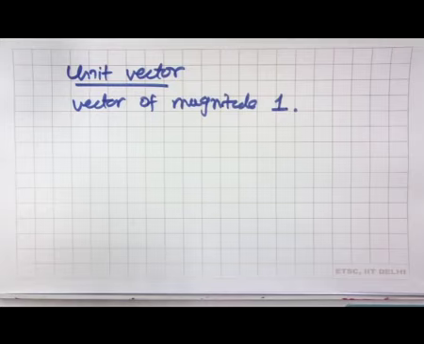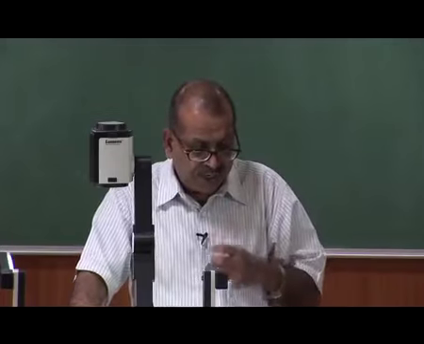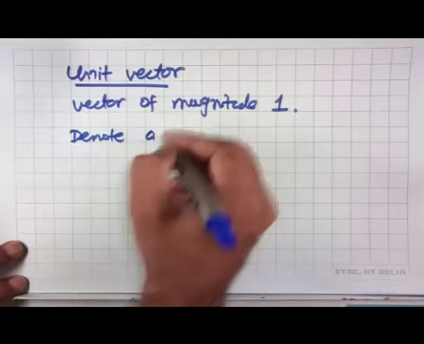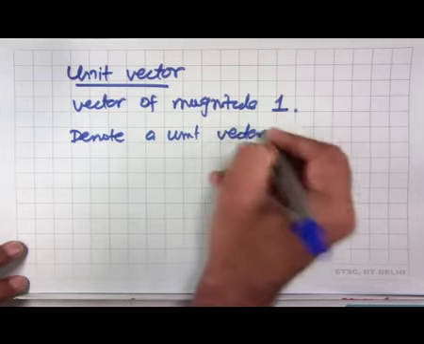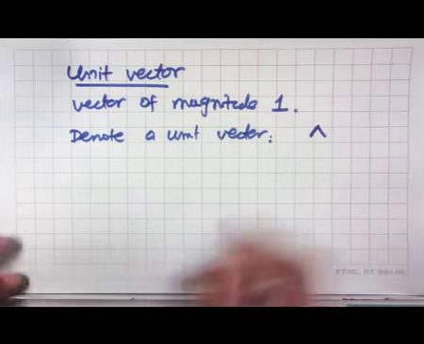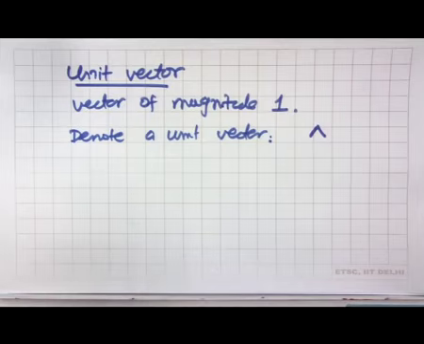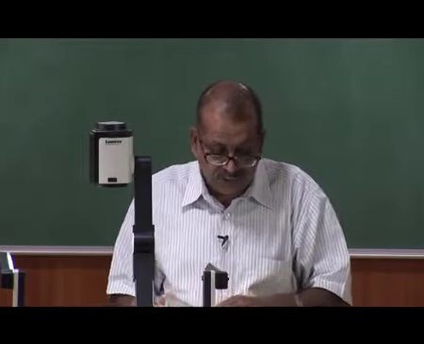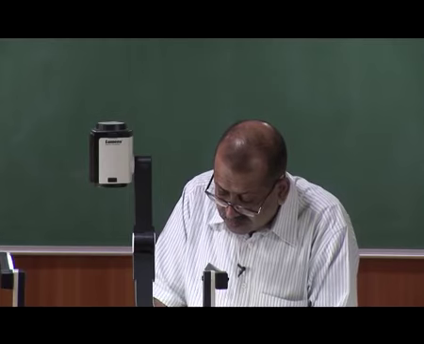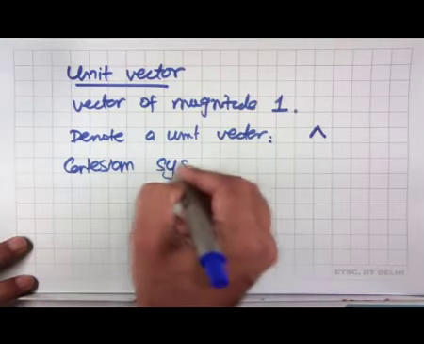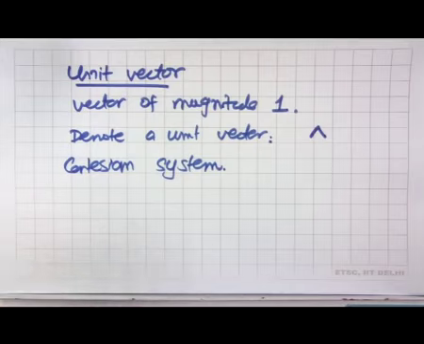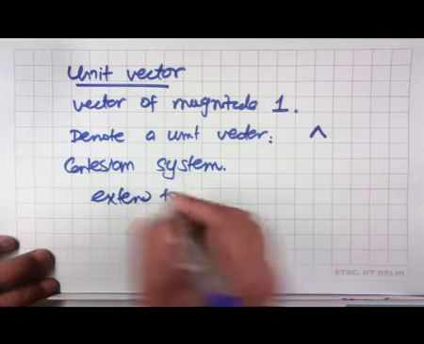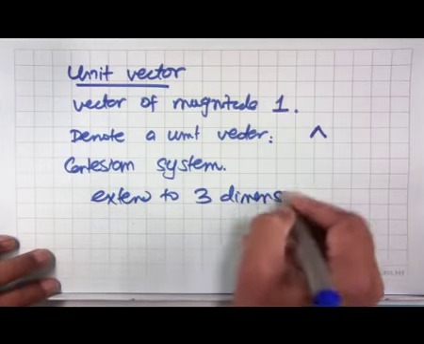It has a directional sense, but its magnitude is always unity. And so, we denote a unit vector in general, whenever we talk about this, we will use a symbol hat, and whenever we use hat, that means we are talking of a vector whose magnitude is 1, and we call it a unit vector. So, now let us see the Cartesian system, and here we will now extend this to 3 dimensions.